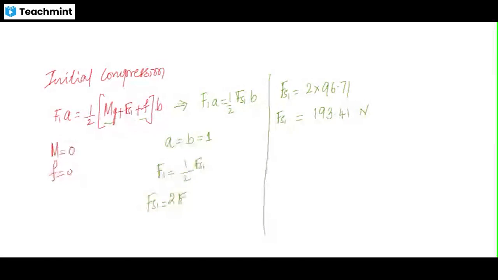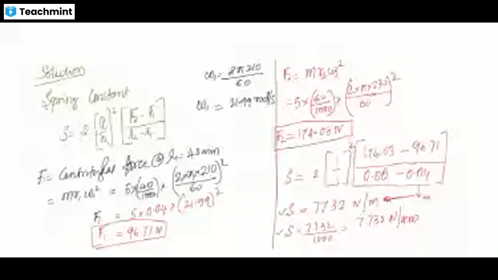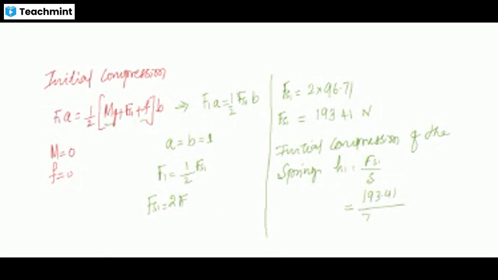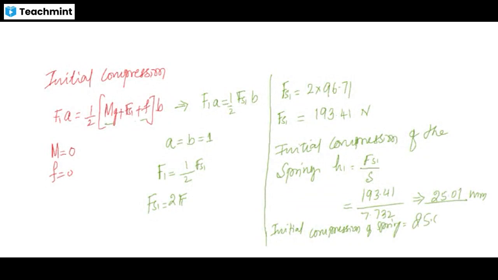Now, the initial compression of the spring, H1, equal to Fs1 divided by S. That is 193.42 divided by 7.732, which gives 25.01 mm. So the initial compression of the spring is 25.01 mm. Is it clear?